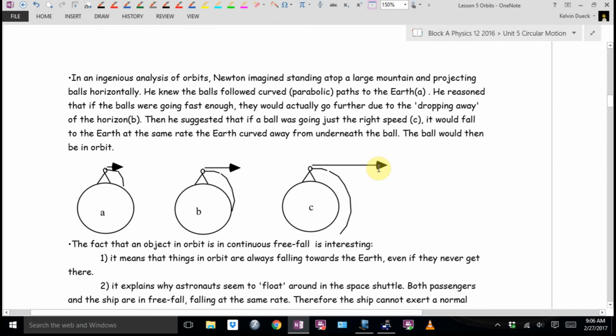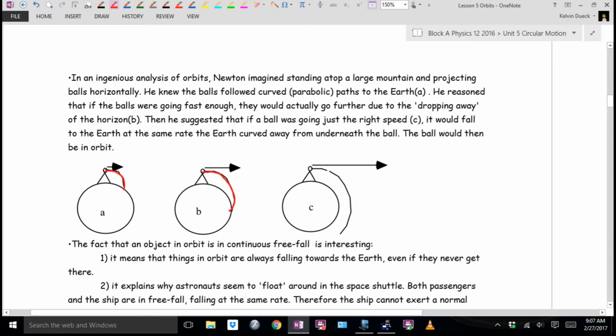In an ingenious analysis of orbits, good old Isaac Newton imagined standing on top of a large mountain and launching balls from a cannon horizontally. So here's our planet. Here's our big mountain. If we put some gunpowder in, boom. If we put more gunpowder into the cannon, which would get the ball moving at a higher speed, it might actually travel partway around the Earth's curve before hitting the ground.